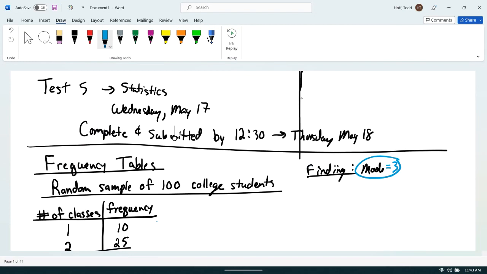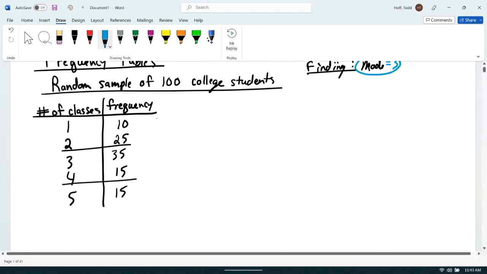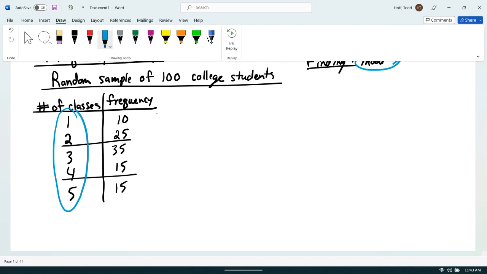Now, it's very important to list here these are the numbers, 1, 2, 3, 4, and 5. A lot of people, if I ask for the mode, will say 35. Well, 35 is not the mode, it's the frequency of the mode. The number that occurred 35 times is the 3.